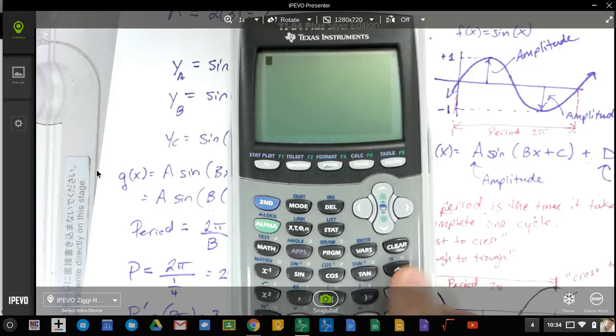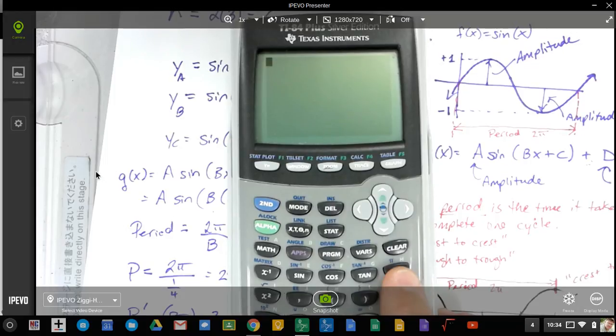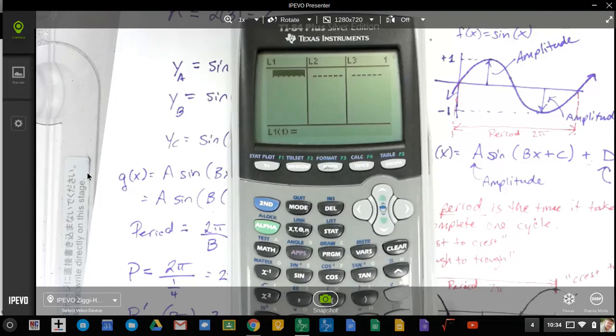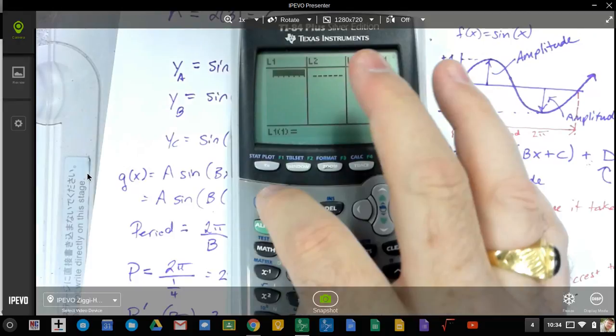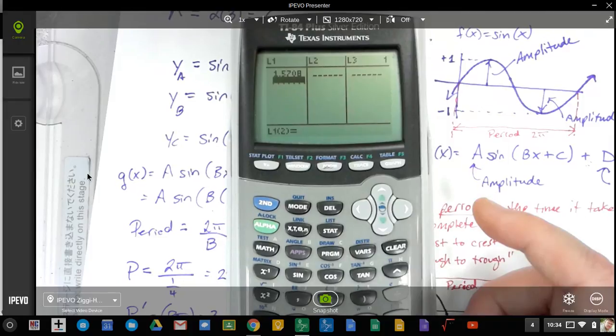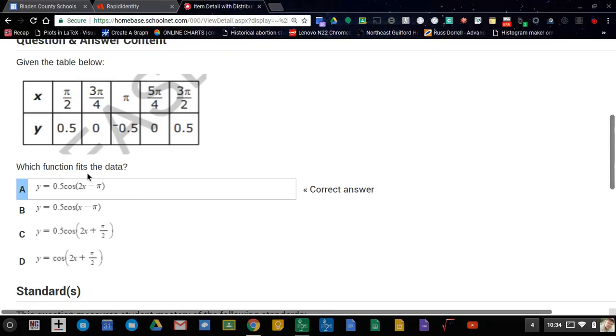What's my keystrokes to put in my data? We're going to go to stat, edit. Okay? Now, if I go back to my table of data, the first one is pi over 2. I can do second carrot top for pi divided by 2. And it will do the calculation and put it in there. It's going to put it in as a decimal, though. The pi over 2 for x. All you have to do is type pi divided by 2, and it's going to put in the decimal version. Okay? So don't do no 3.14 junk.